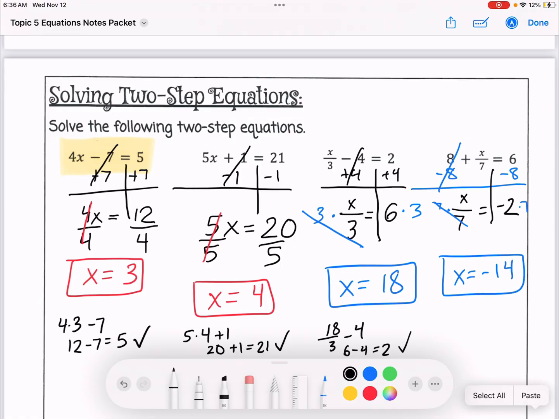If I check my answer, I have 8 plus negative 14 divided by 7. Well, by order of operations, you have to do the division first. So this is negative 2. So I have 8 plus negative 2, and that's going to leave me with 6. So, yep, all good there.